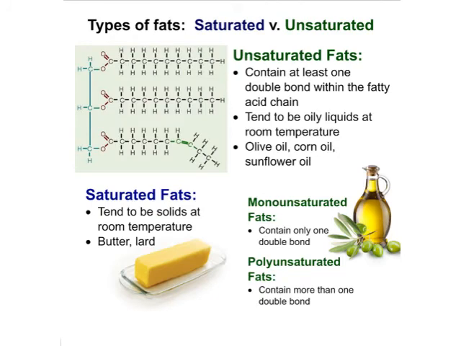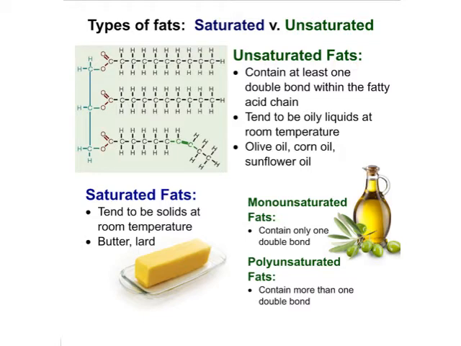So we have some different types of fats. I'm sure you've all heard of saturated and unsaturated fats. Well, what's the difference? First, let's look at saturated fats. You probably know the saturated fats are the bad ones, and you're not supposed to eat a huge number of them. They tend to be solid at room temperature. Examples of saturated fat would be butter and lard.